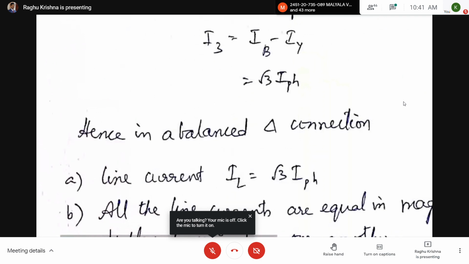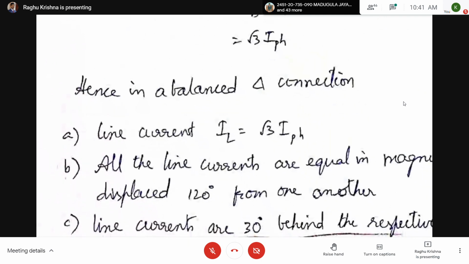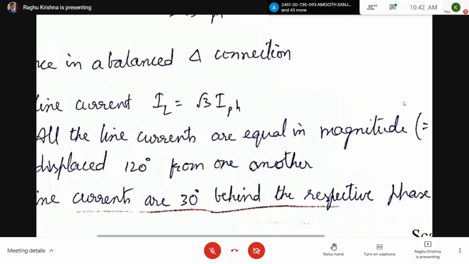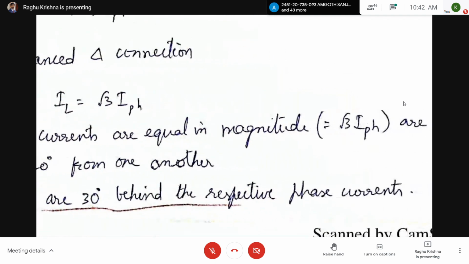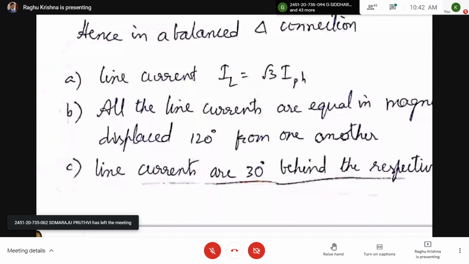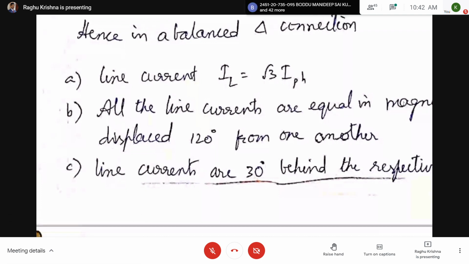So these are the points. In a balanced delta connection, you can say that line current IL is equal to root 3 I phase. Next, all the line currents are equal in magnitude, which is equal to root 3 I phase, and are displaced 120 degrees from one another.